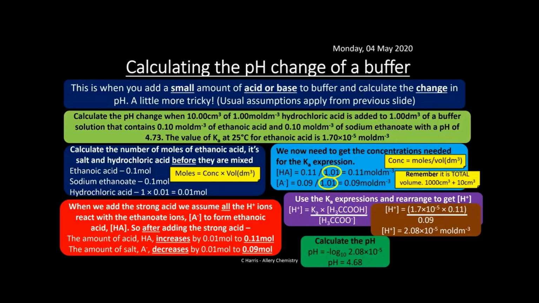Calculate the pH. So we've got the amount of H+, there's the pH there. But remember, it's after the pH change, so we've got to subtract the two difference. So the pH change is from 4.73 to 4.68, so that's the change. That is tough, but if you get your head around this bit in the red box, then you're flying.